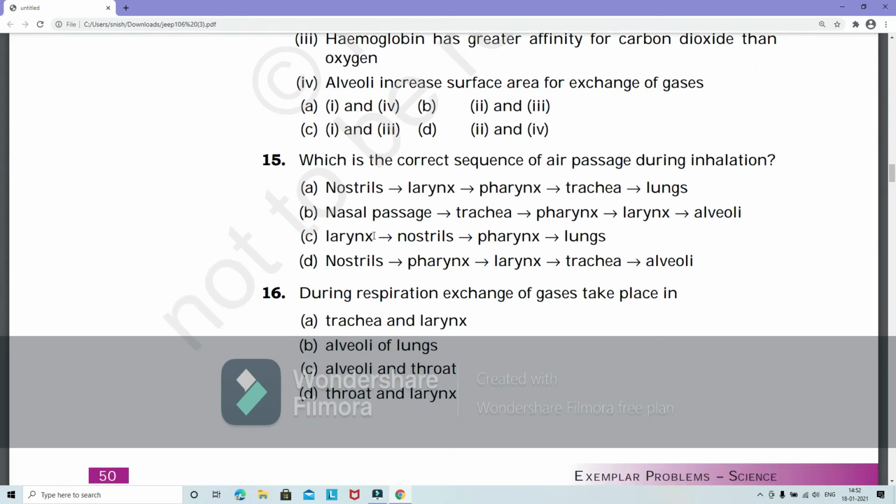Next, 16th question. During respiration, exchange of gases takes place in... Do the trachea and the larynx exchange gases? No. It's the alveoli of lungs, definitely. Let's check the other options as well. Alveoli in the throat: definitely the throat does not exchange gases. We don't have any porous structures there for exchange of gases. Then throat and larynx, nope. So it's only B. It's the alveoli of lungs only.